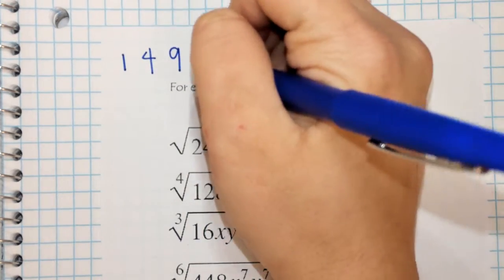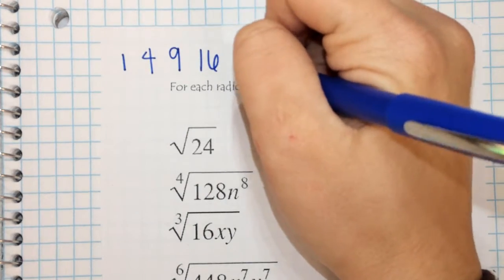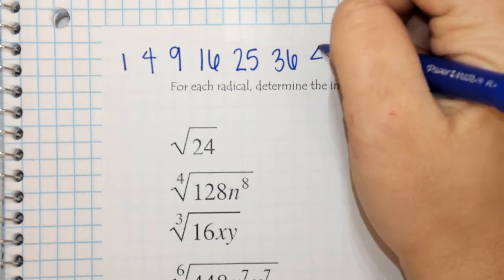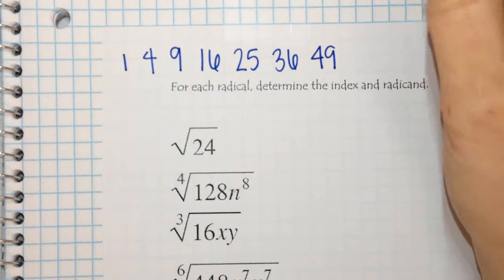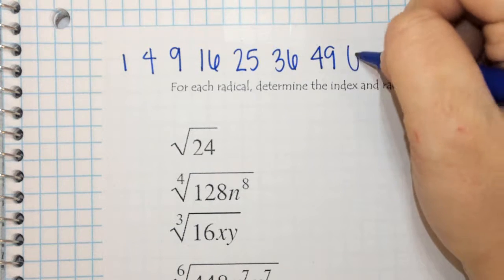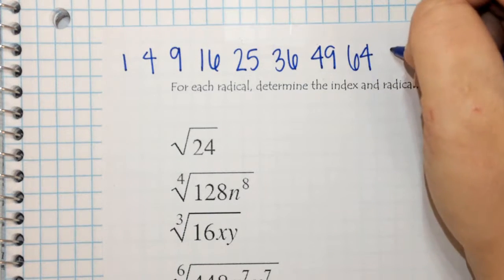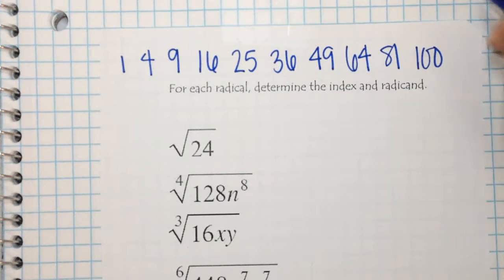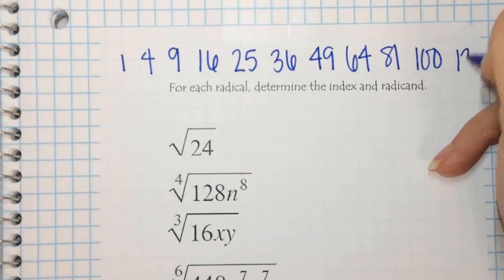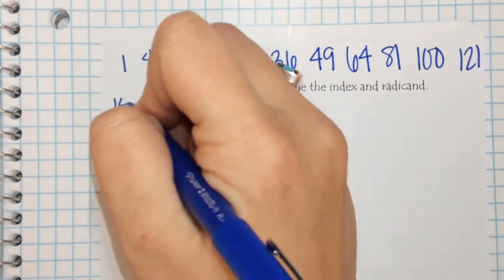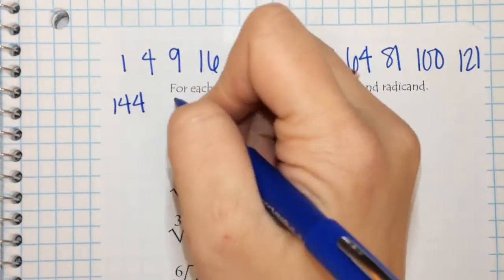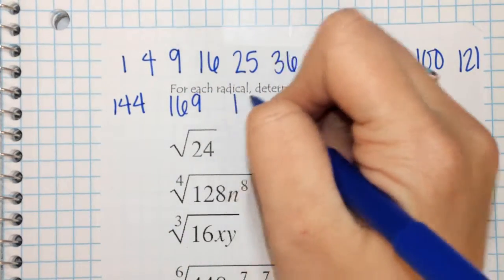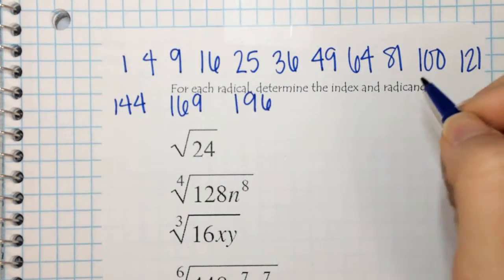And then 49. And then, look at you go, take a point. And then 100. Can anybody tell me 11 times 11? 121. 12 times 12. 13 times 13. 14 times 14. 196. Good, take a point.